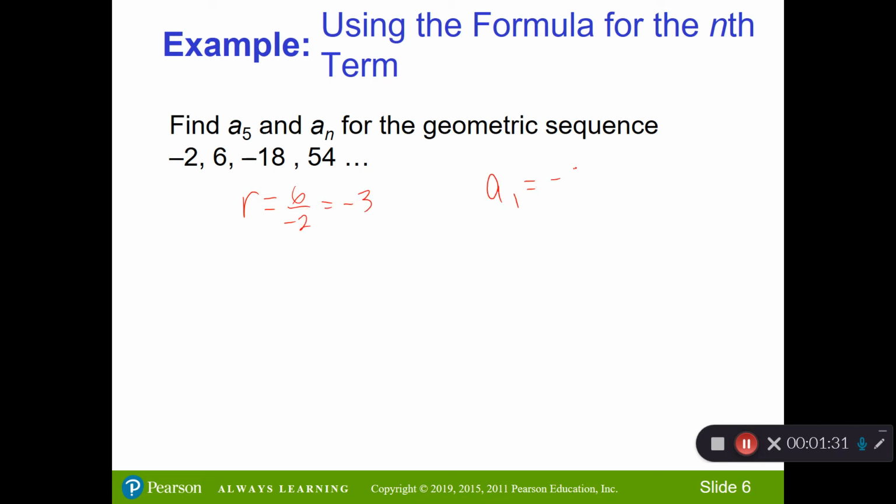Notice also my a1 is the first term that appears. Now, notice that I could get the next term in the sequence just by multiplying 54 by -3. Let's use our formula. A5 would be a1, -2, times the r, -3, to the power n, 5 minus 1. That's -2 times -3 to the fourth power. -3 to the fourth is 81, so that would be -162 when I multiply by the -2.